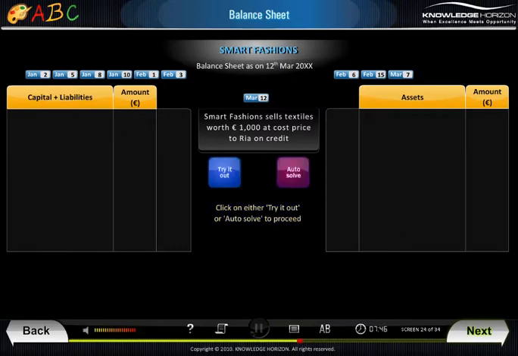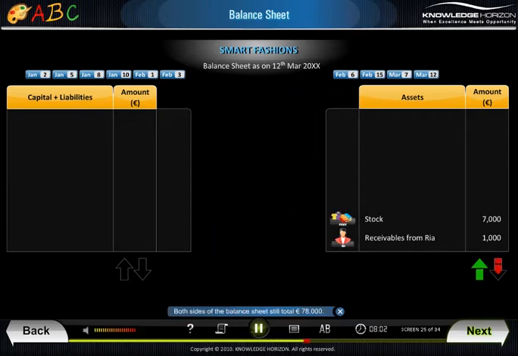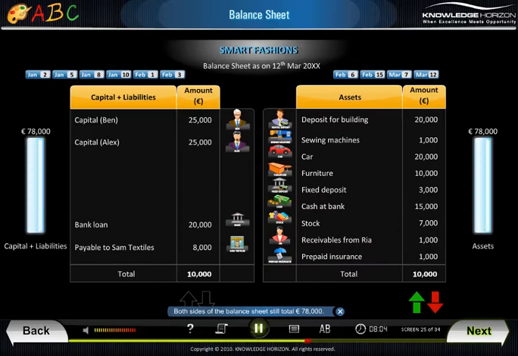On 12 March, Smart Fashions sells textiles worth €1,000 at cost price to RIA on credit. Click on either Try It Out or AutoSolve to proceed. The amount receivable from RIA increases the total assets. The stock asset, however, decreases by €1,000. Both sides of the balance sheet still total €78,000.